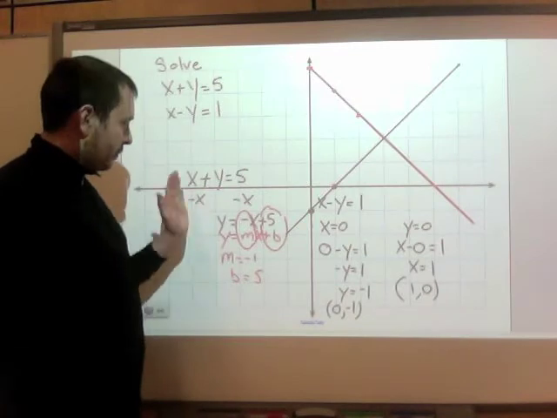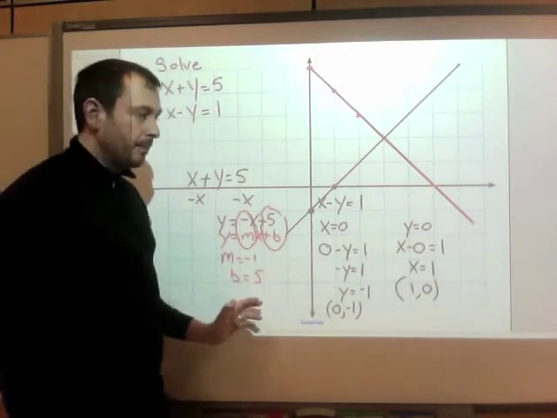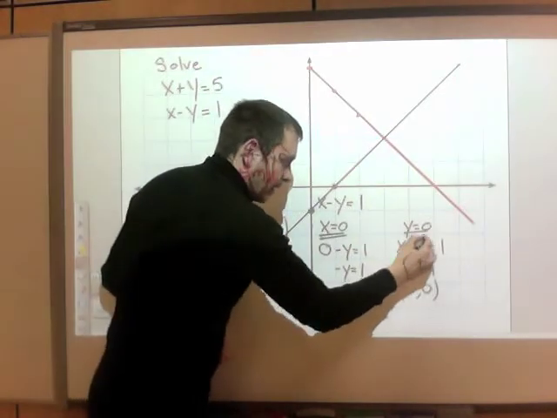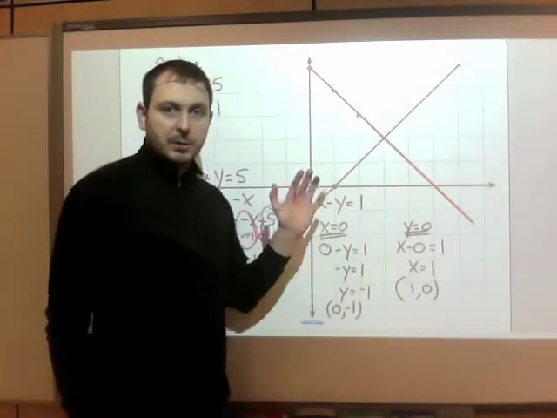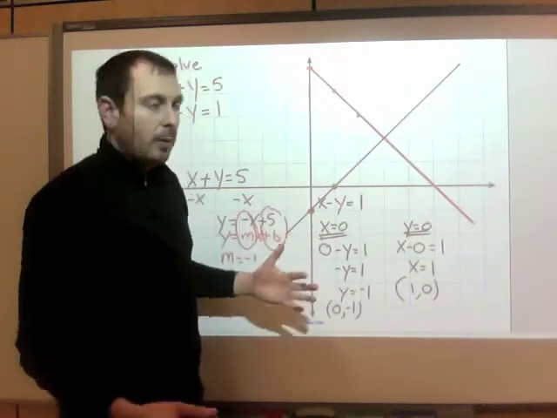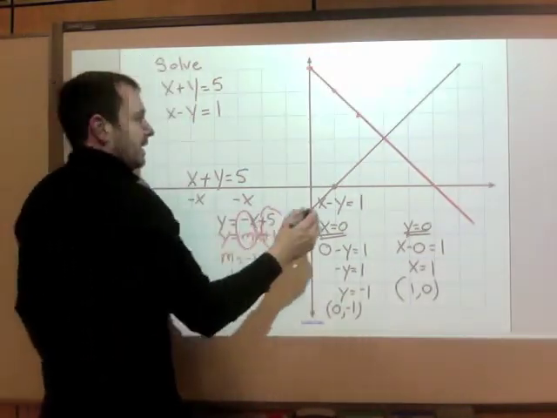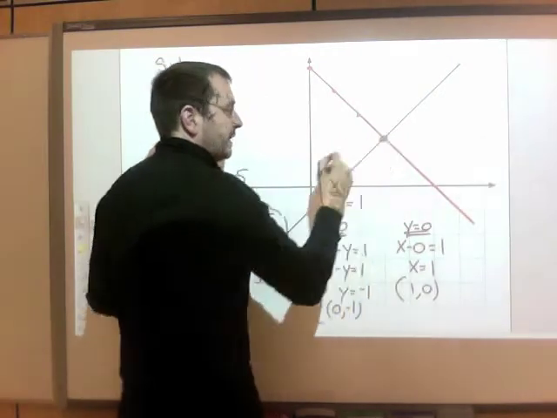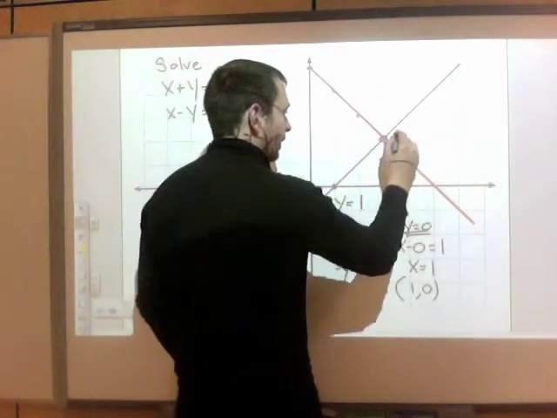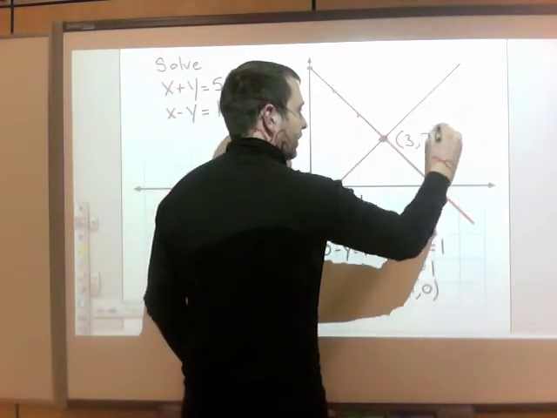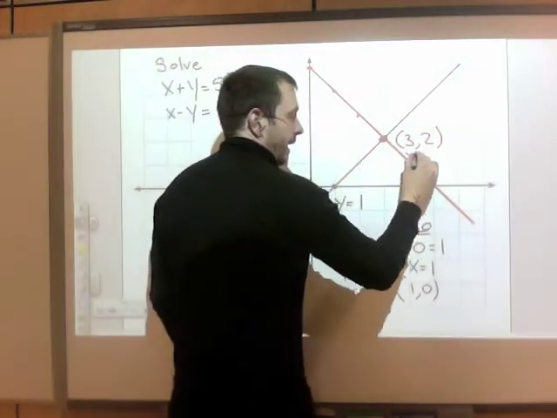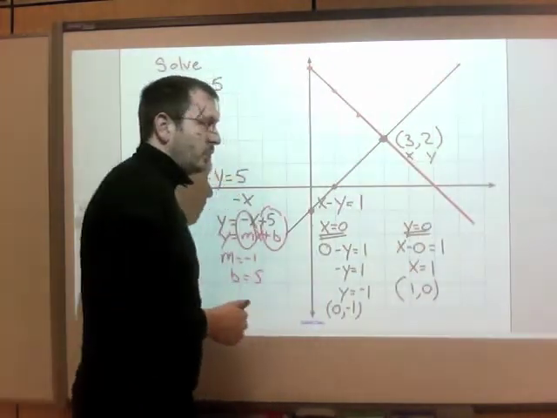So I graphed the one using y equals mx plus b. I graphed the second one by finding my two intercepts. Where does x equal 0? Where does y equal 0? When I found those two coordinates, I connected them. Now what is my answer? My answer is the point that meets both of these lines. And that's occurring at the coordinate 3, 2. Okay, so x is 3, y is 2.